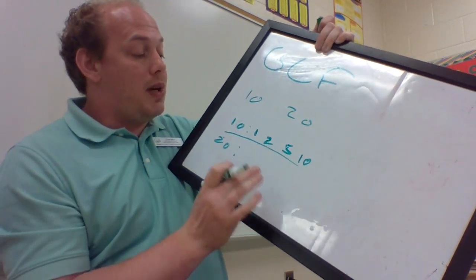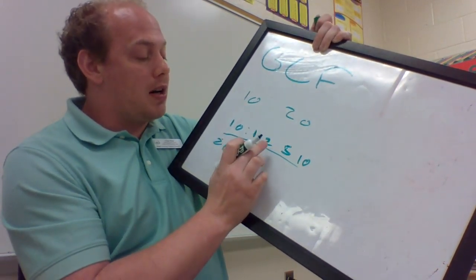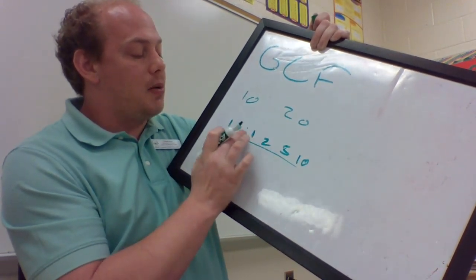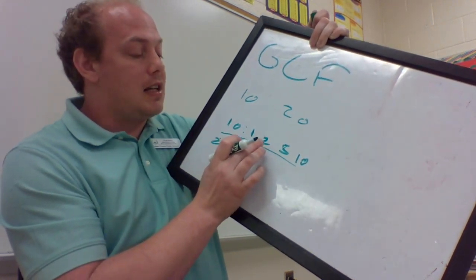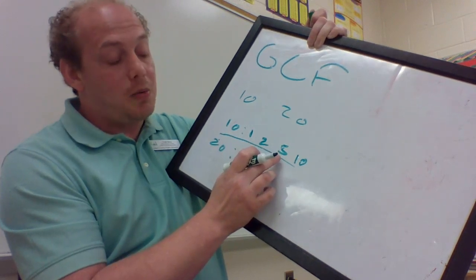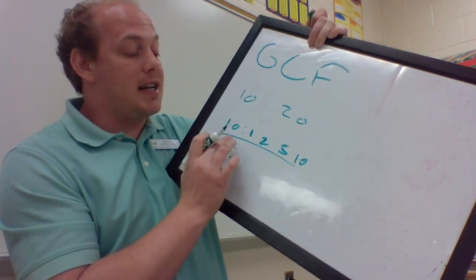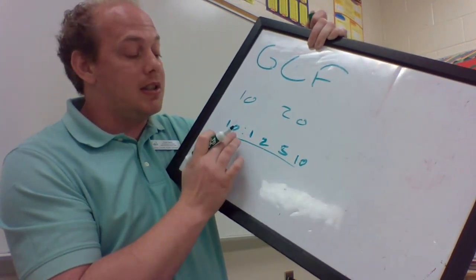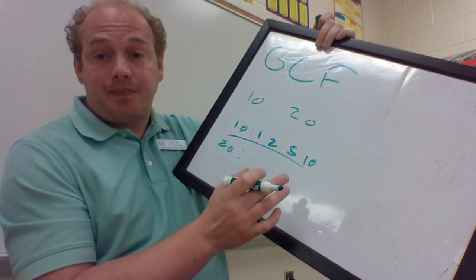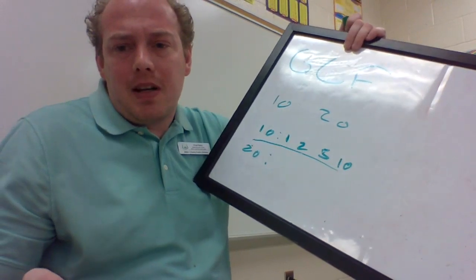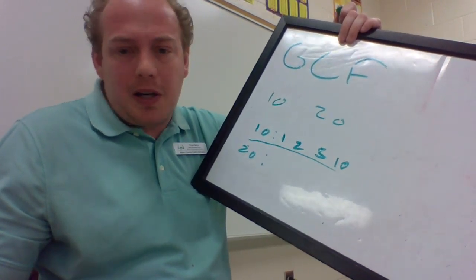And then we say to ourselves, does 3 work? No, 3 doesn't go into 10. Does 4 work? No, 4 doesn't go into 10. Does 5 work? Yes, we've already got 5. Does 6 work? No. Does 7 work? No. Does 8 work? No. Does 9 work? No.